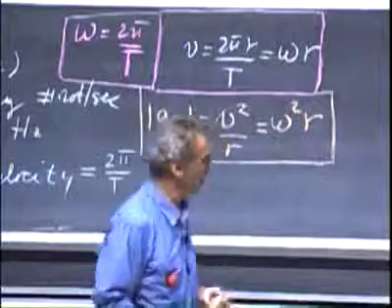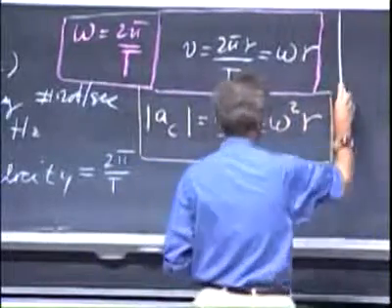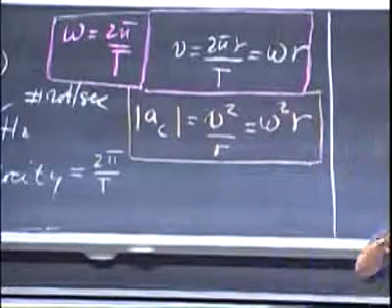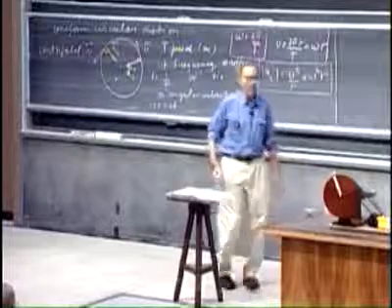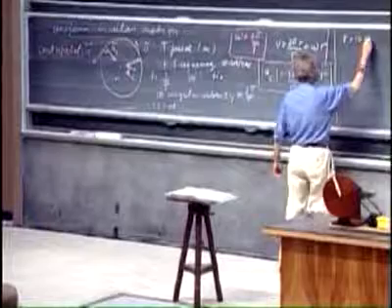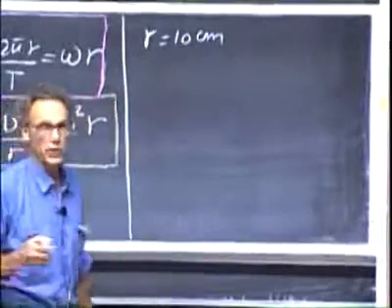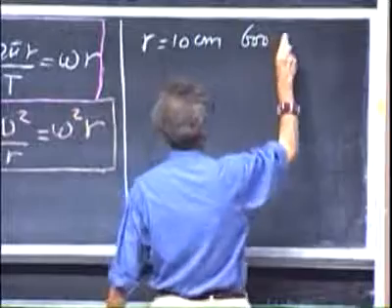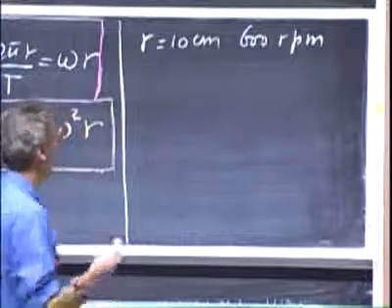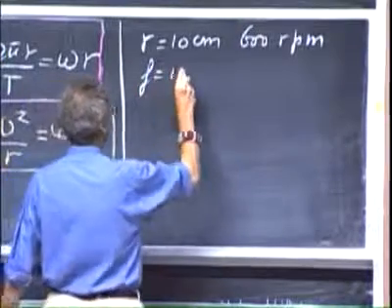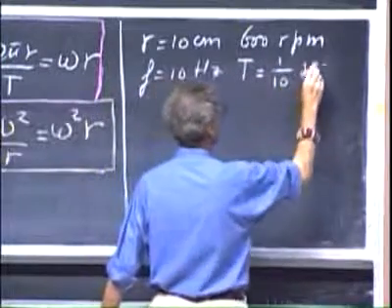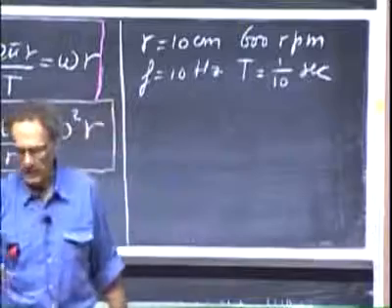We can have a simple example. Let's have a vacuum cleaner which has a rotor inside which scoops the air out or in, whichever way you look at it. And let's assume that the scoops have a radius r of about 10 centimeters, and that it goes around 600 revolutions per minute, 600 RPM. 600 RPM would translate into a frequency f of 10 hertz. So it would translate into a period of 1/10 of a second.